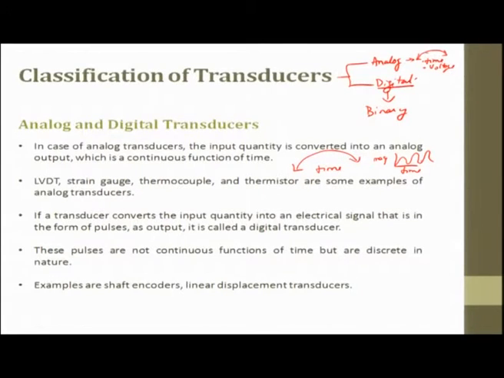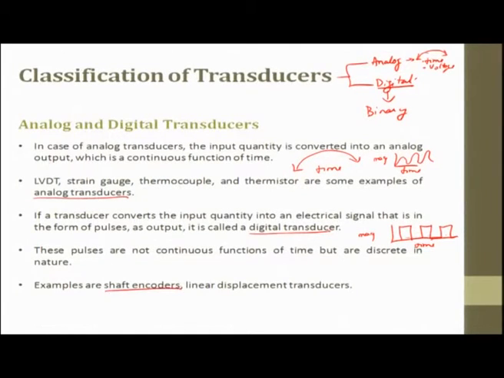It is analogous. So, LVDT, strain gauge, thermocouple, thermistor are some examples of analogous transducers. If the transducer converts the input quantity into an electrical signal in the form of pulses, then it is called digital. So, it is magnitude versus time. So, this is a pulsed or digital transducer. These forms are not continuous in time, but are discrete in nature.